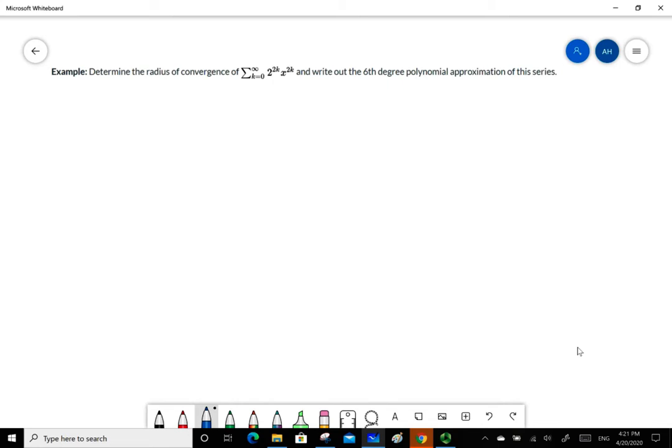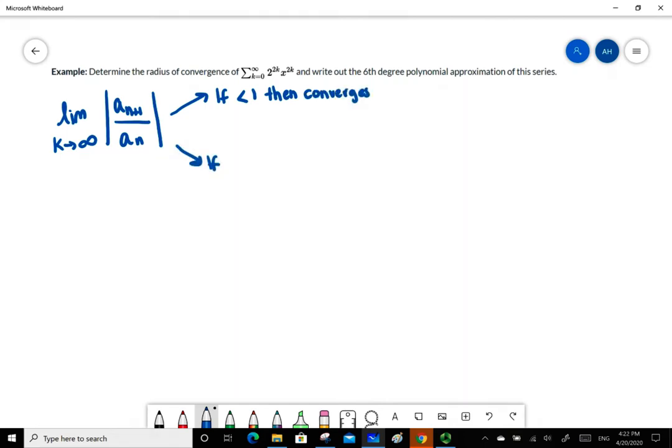To use the ratio test, we need to evaluate the limit as k approaches infinity of the absolute value of the a sub n plus 1 term over the a sub n term. If this limit is less than 1, then the series converges. Whenever the limit is greater than 1, the series diverges. And whenever the limit is equal to 1, the test is inconclusive.